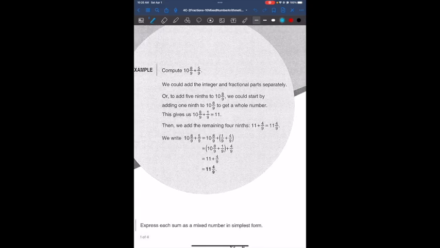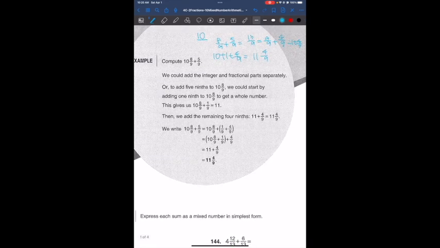And so what we did previously to combine mixed numbers was we added the whole numbers, and there's no whole number for 5 over 9, so it's just 10, and then we add the fractions separately. And so that's going to be 13 over 9, which is 9 over 9 plus 4 over 9. That would have been 10 plus 1 plus 4 over 9, which is 11 and 4/9. That's what we did previously for mixed number additions.